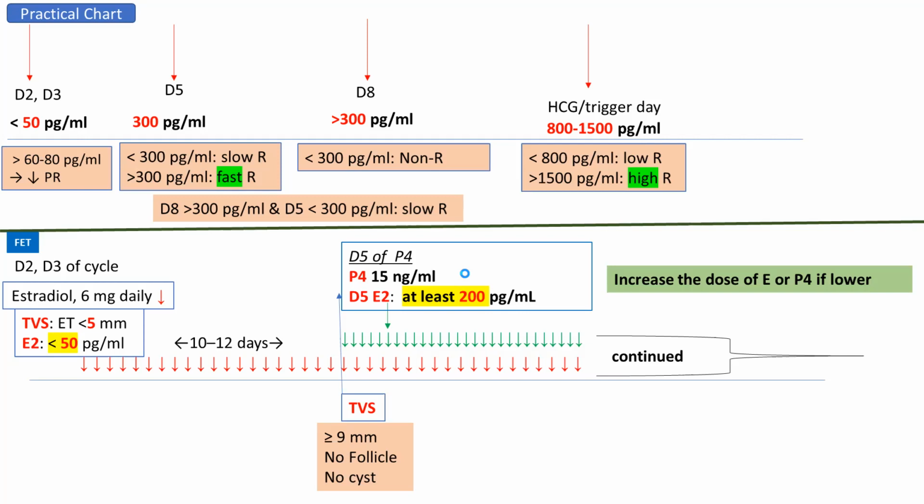But for patients with frozen embryo transfer cycles, we don't have induction of ovulation. So we do day 2, day 3 estradiol. Again, if it is less than 50 and endometrial thickness is less than 5, this is a good start. And you can start estradiol 6 milligrams daily for 10 to 12 days, and then do transvaginal sonography to see if the endometrium became 9 or more with no follicles, no cysts.